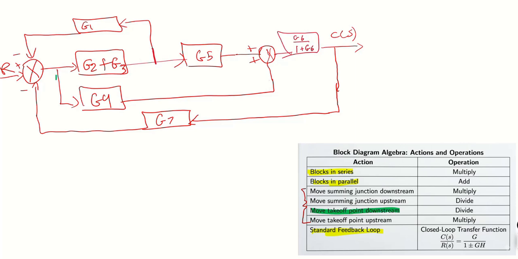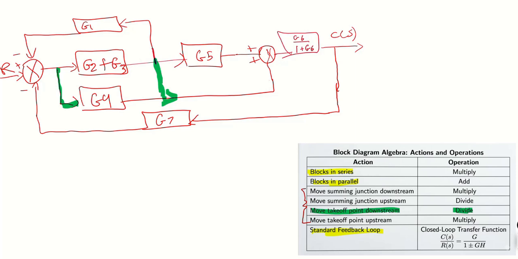So how can I move this actually here? This is what we call downstream, moving this arrow to here. How can we do that? Now, the rule tells me that I need to divide whatever I'm moving through. I'm moving G4 through G2 plus G3.